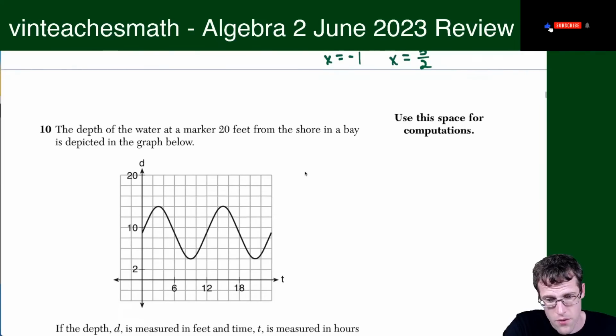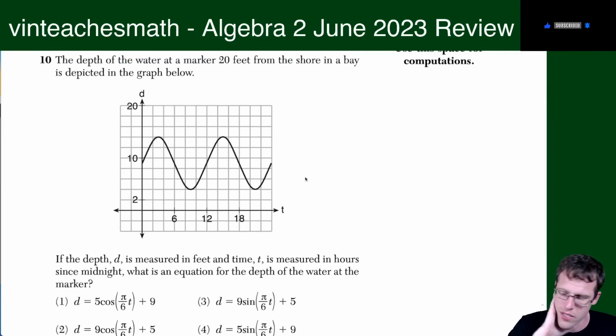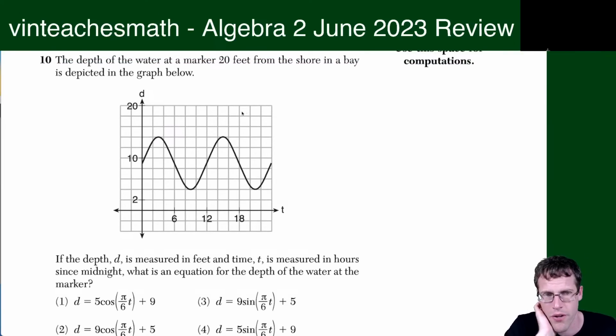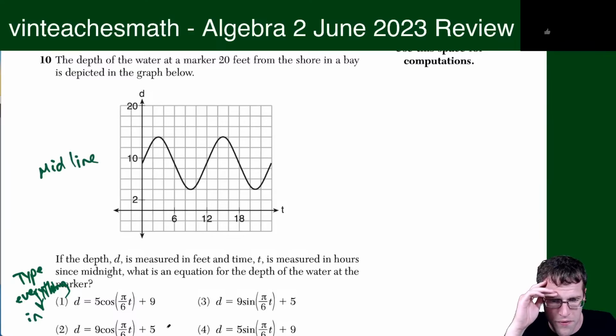Okay, so this one. All right, let's see. So this one, you got to know your trig graphs. But once again, you could just type everything in. Okay, if you want to do this, that's an option. If you want to do it the fancy way, you look for the midline. Okay, the midline is either 5 or 9. 9 is looking better. Let's see, 2, 4, 6, 8, 9. So the midline would be here.